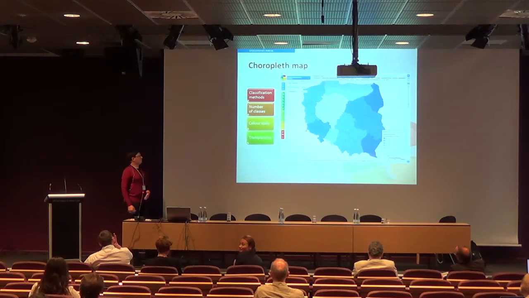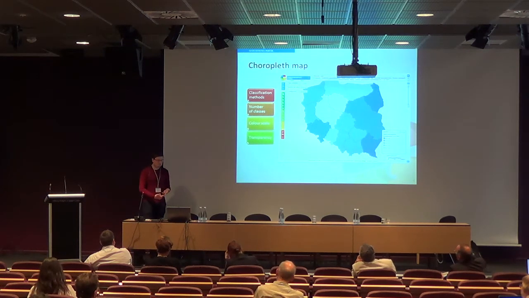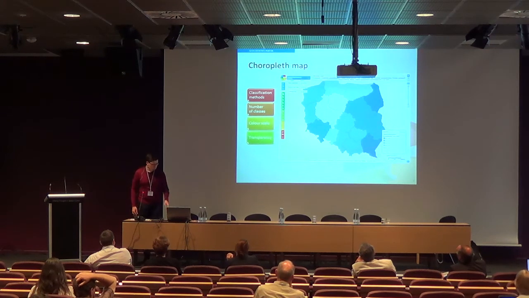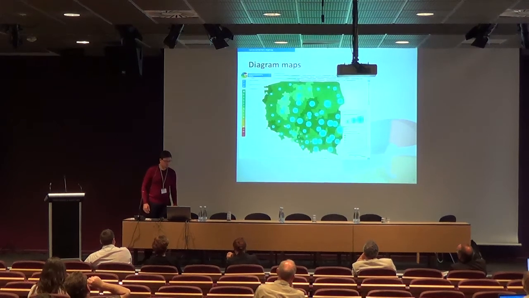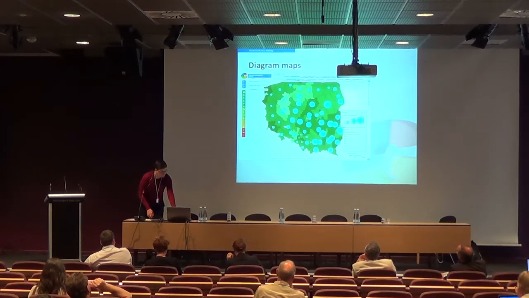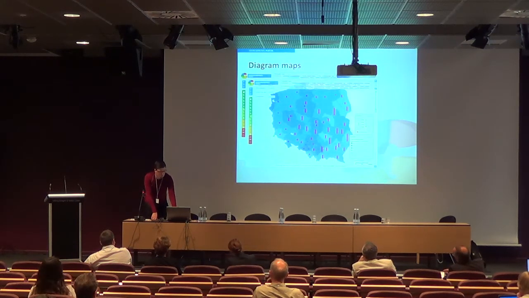This is an example of a choropleth map. Users can define all parameters of these choropleth maps by themselves, including classification methods, number of classes, and visual parameters like color scale or transparency. Diagram maps are also customizable by users, and there are lots of kinds of them. There are simple circle proportionally scaled diagram maps. There are bars that are scaled.